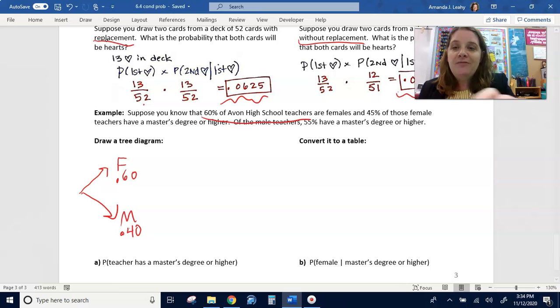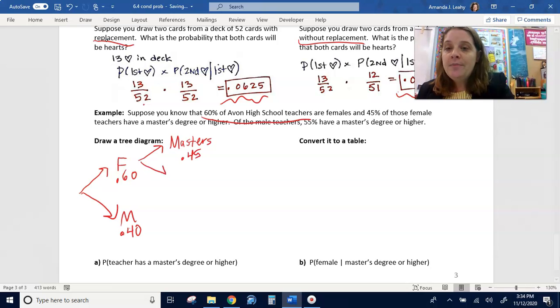So now it says 45% of the females have a master's degree. So I'm going to go ahead and say master's, and that is 45%. So that means the group that does not have the master's would add up to 100%. So if 45% of the females do, then 55% of the females do not. Okay? I'm going to do the same thing down here with the men. 55% have a master's degree or higher, so I'm going to go up master's.